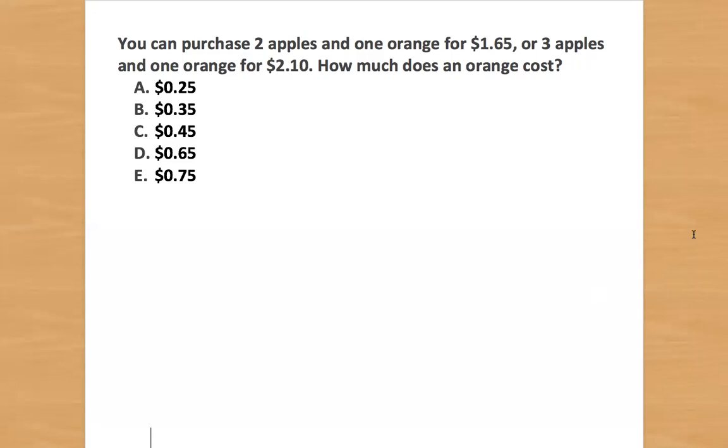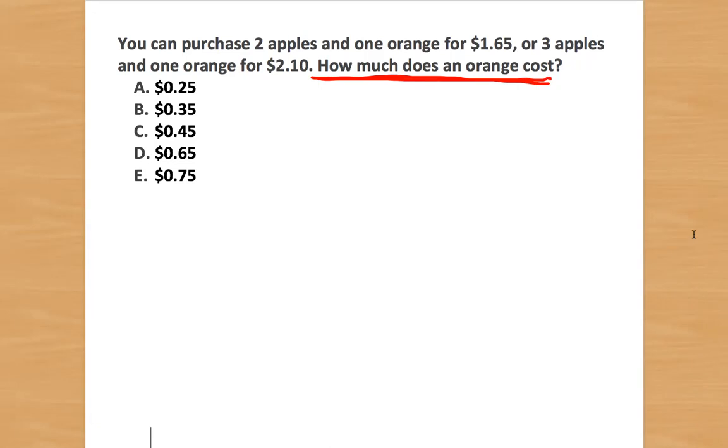On this one right here, it says you can purchase 2 apples and 1 orange for $1.65 or 3 apples and one orange for $2.10. How much does an orange cost? Now, guys, be careful with this one because this right here has two different variables. Please double check your question to make sure you're answering the correct question, okay? They want the cost of an orange.